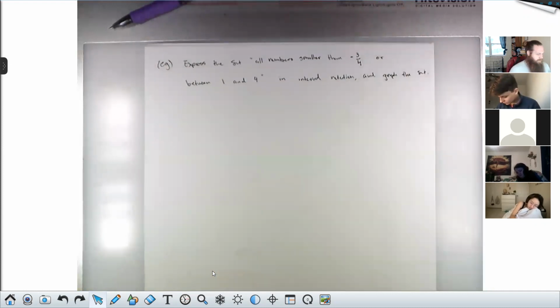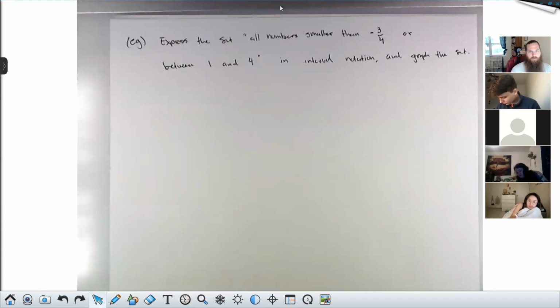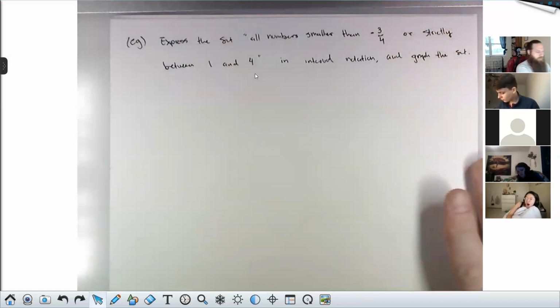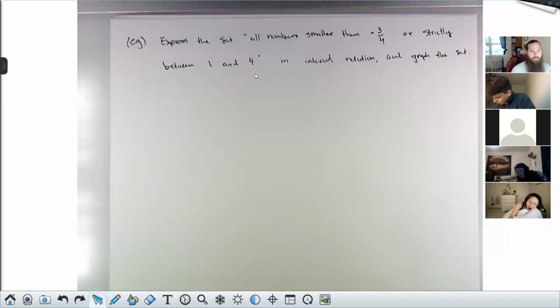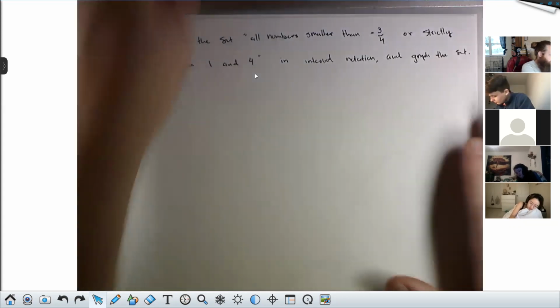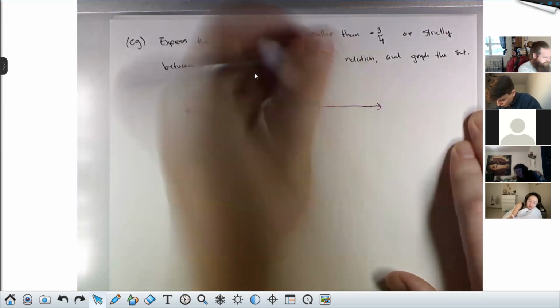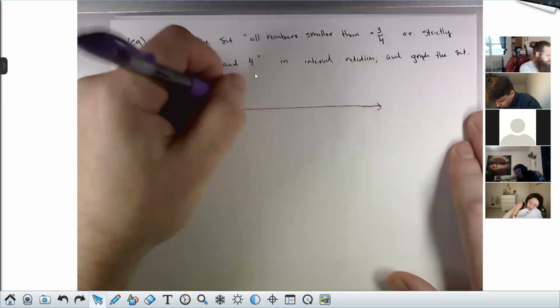All right, so this set is a little bit different. We've kind of got two chunks here, right? There's everything that's smaller than -3/4 together with everything that's between 1 and 4. And I should say strictly between to make clear. Like before, I think it's going to be helpful to graph the set first. So maybe I'll put -3/4 over here.